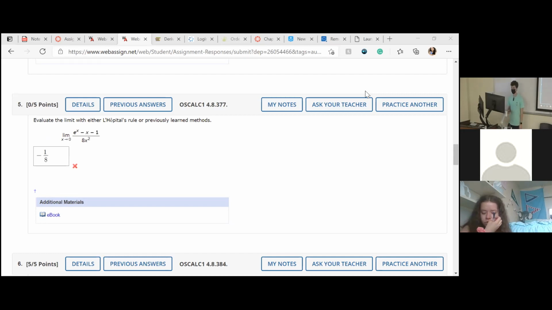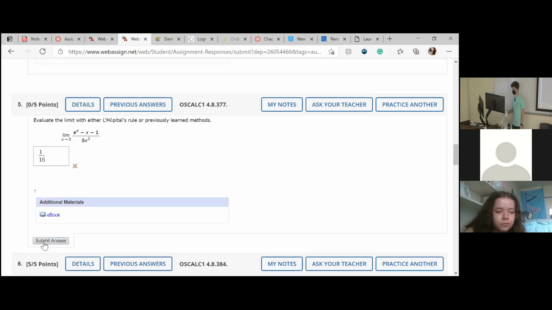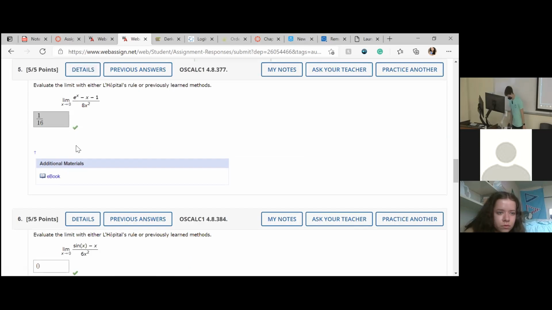Okay, so then I took the second derivative, because if I just took the derivative once, then it would be e to the x minus 1 over 16x, which would still be 0 over 0 or whatever. After the first time? Yeah. So you can do it again. Okay, yeah. It's going to be 1 over 16, I guess. Yeah. Oh, wait. Yeah. That sounds right. Okay, cool.